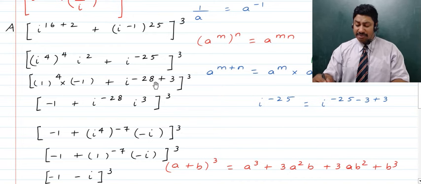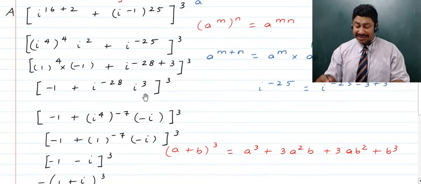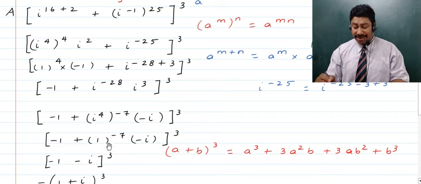Now i raised to the power minus 28 can be written as i raised to the power 4, whole raised to the power minus 7, as i raised to the power 4 is 1, so this will become 1 raised to the power minus 7, right. Next, children, if you talk about i cube, we know that that becomes equal to minus i, so 1 raised to any power will remain 1, and when multiplied with minus i, it will become minus i.